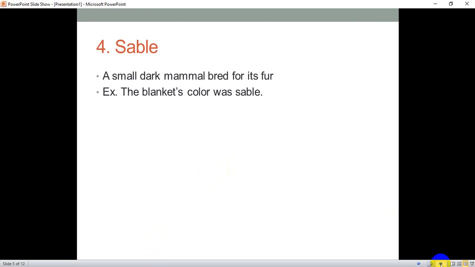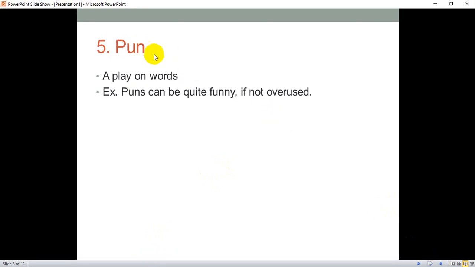Next, we have number 5, the word pun. A pun is a play on words. Puns can be quite funny if not overused, right? So a pun is what? Using words in a funny way or playing with words, okay? Maybe with words that rhyme, stuff like that, okay?